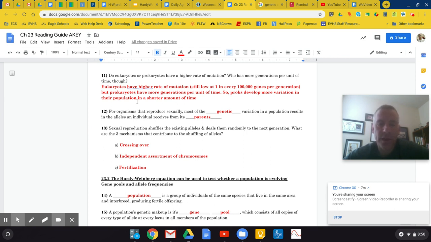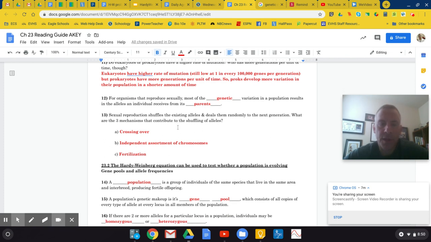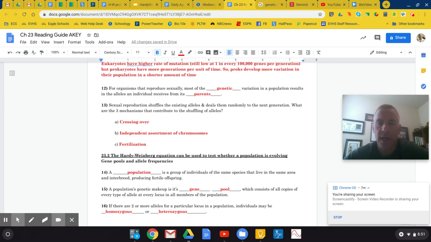Number 12, for organisms that reproduce sexually, most of the genetic variation in a population results from the alleles an individual receives from its parents, which makes sense. But what we want to start to understand is the importance of sexual reproduction to creating genetic variation in a population. If we think about bacteria, when they create their next generation, they make a copy of their DNA and then they split into 2 cells. There's no genetic variation being created there other than the mutations that are occurring, and that's just random happenstance that's going to affect a gene of interest.